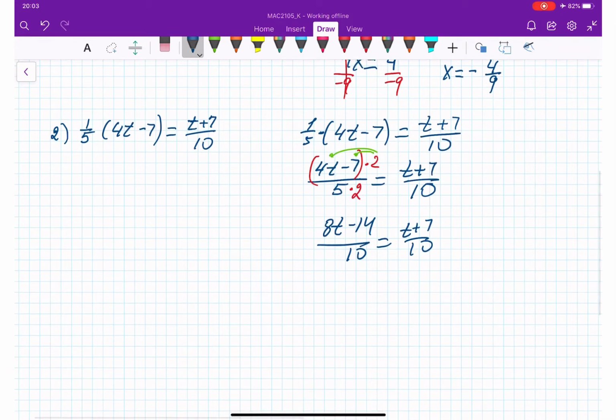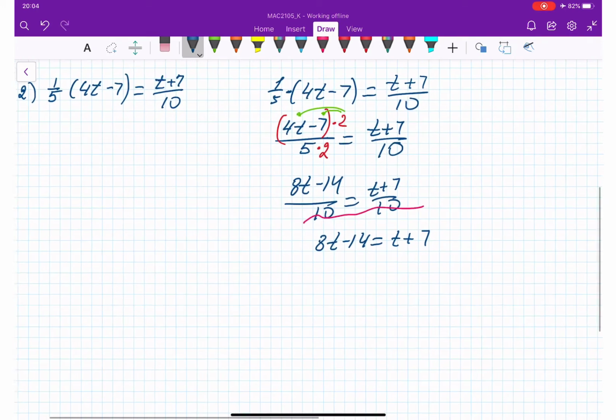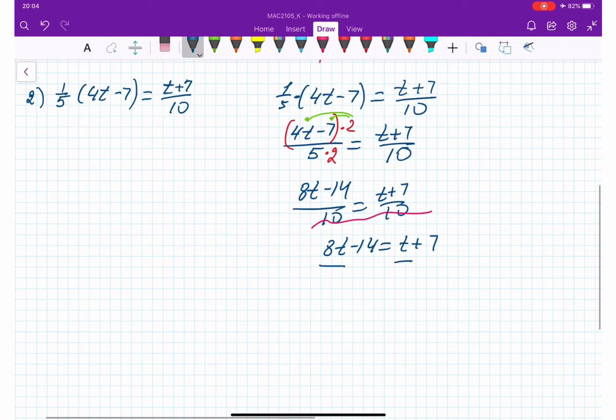So we have 10 and 10 both at the denominator, so it will be gone, and we will have 8t minus 14 is equal t plus 7. Alright, we are going to combine like terms, 8t with t, negative 14 with 7. Let's see what we are going to get. 8t, this t I'm moving on this side, will be minus t, and equal negative 14 I'm moving on this side, will be positive 14 plus 7.